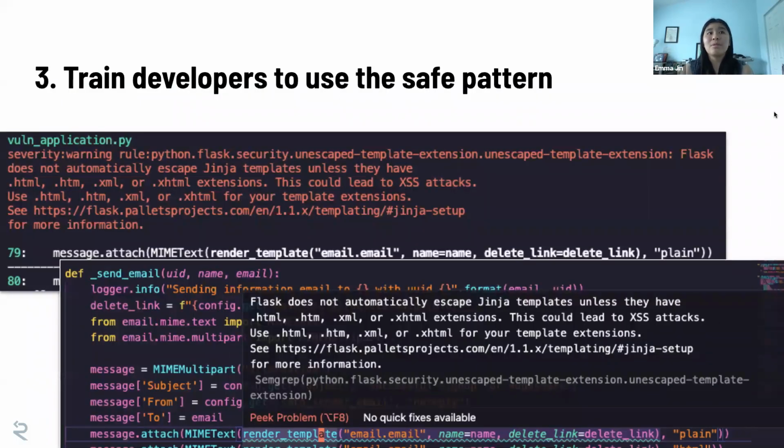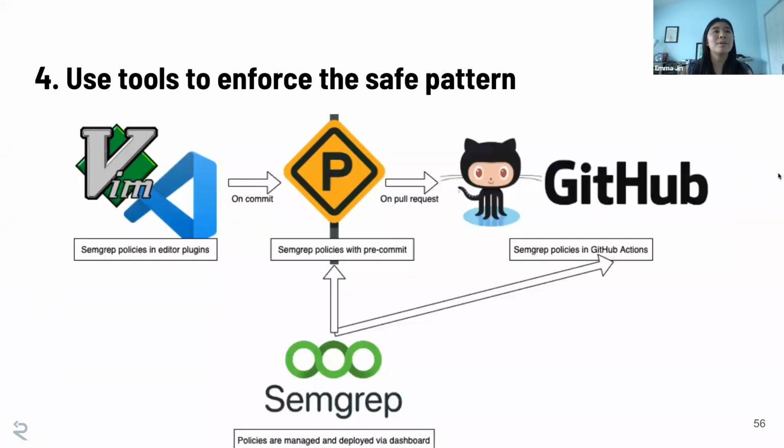For training developers to use the safe pattern, we relied a lot on our PR comments, and also having it in whatever the developer uses to write code. So we have Semgrep policies. The very fastest ones are in our editor plugins. Most people use Vim and VS Code, so that's where we have them. And then we put some slower ones in pre-commit, and then most of our rules are run in GitHub Actions, so that a lot of issues can be caught even as soon as the developer types them.